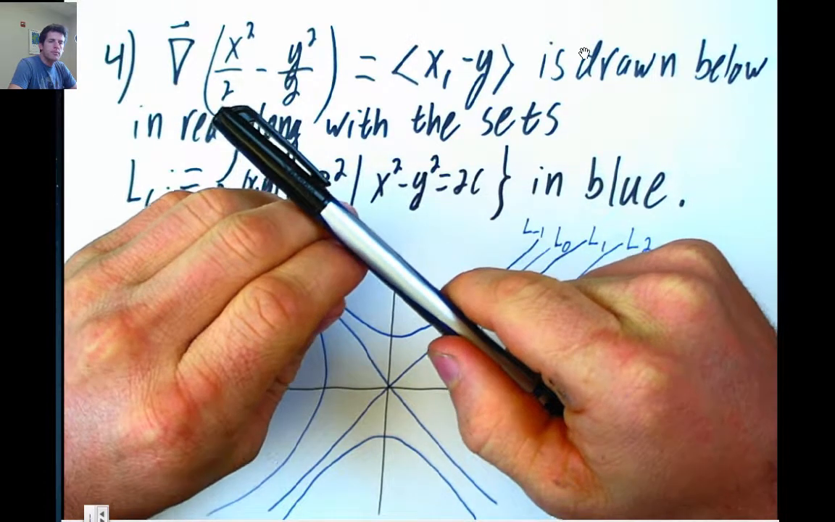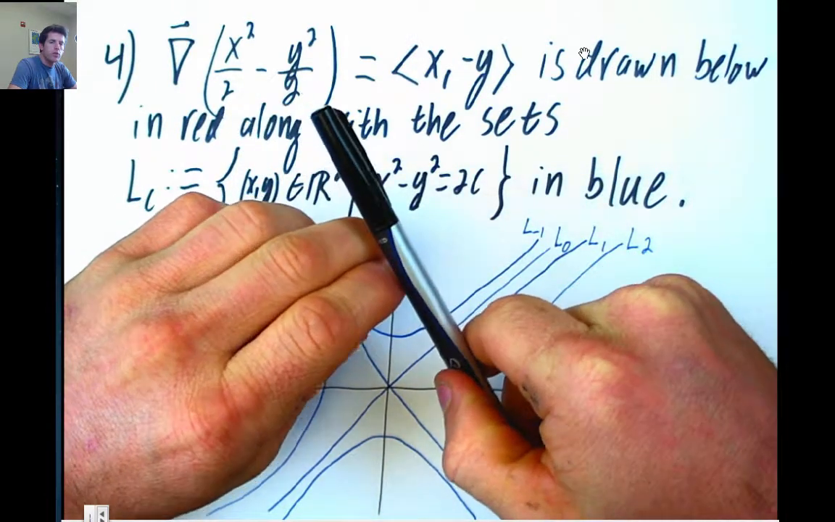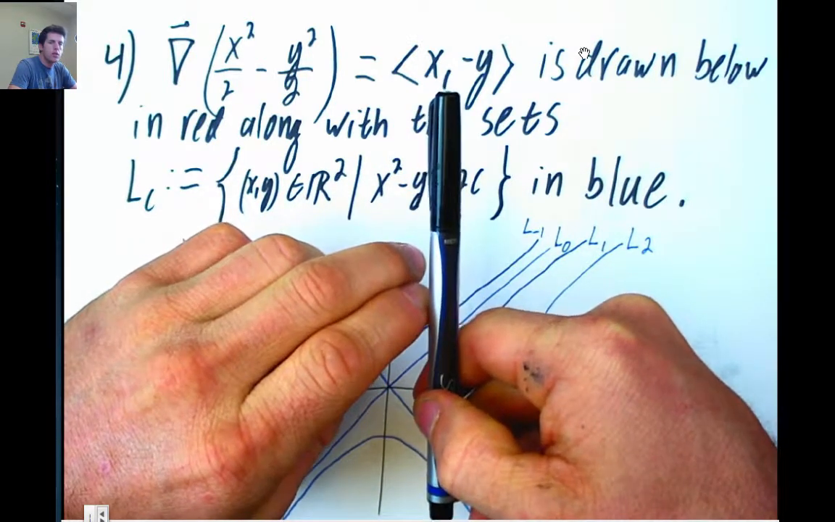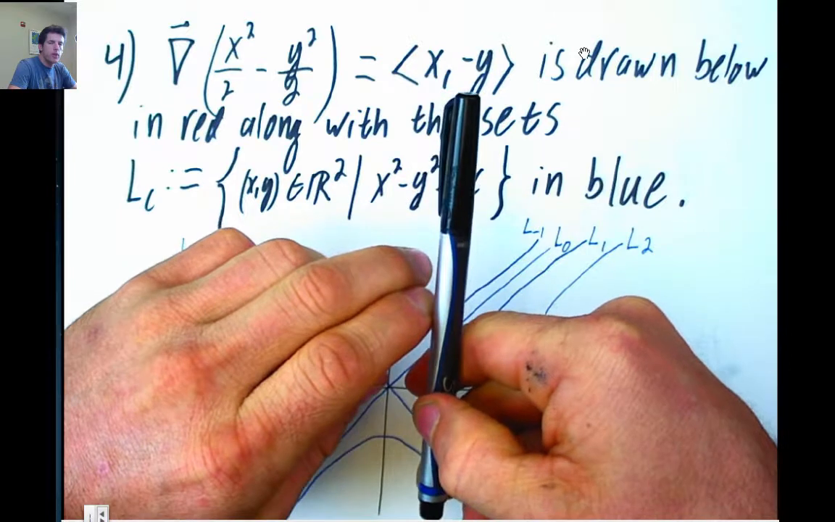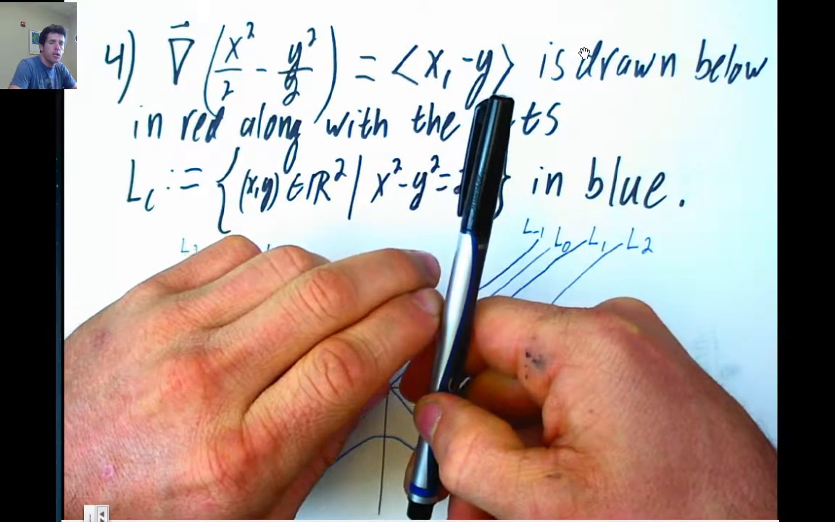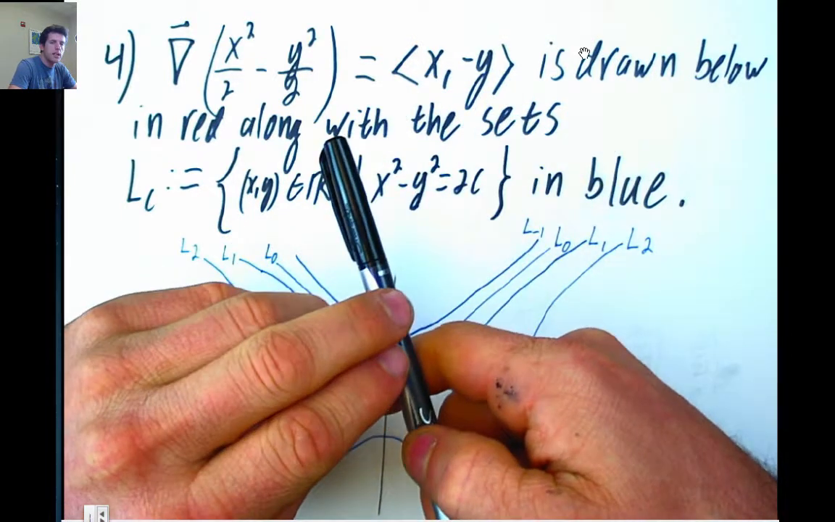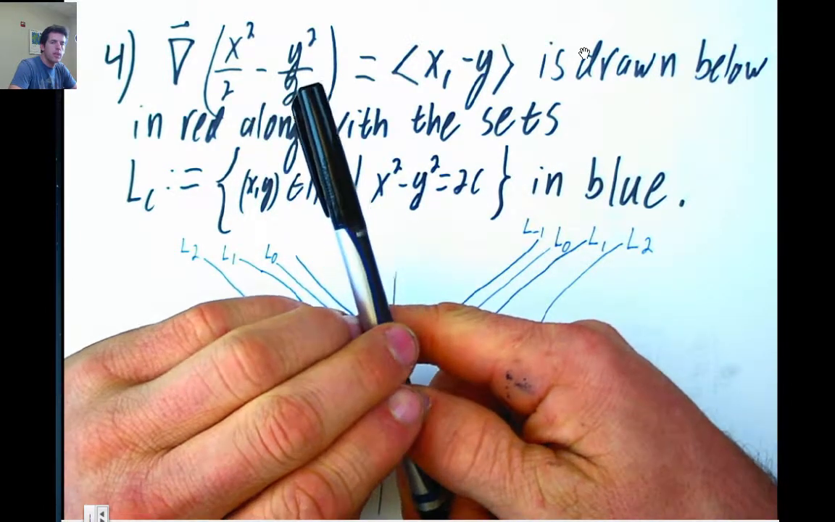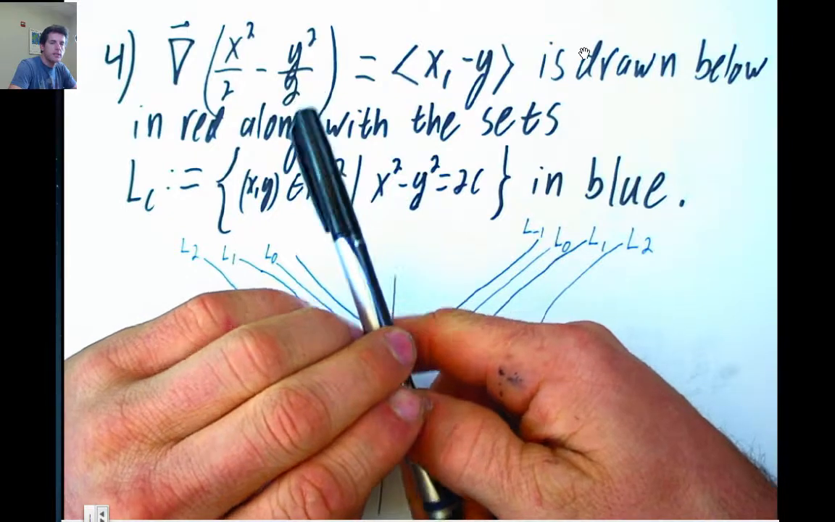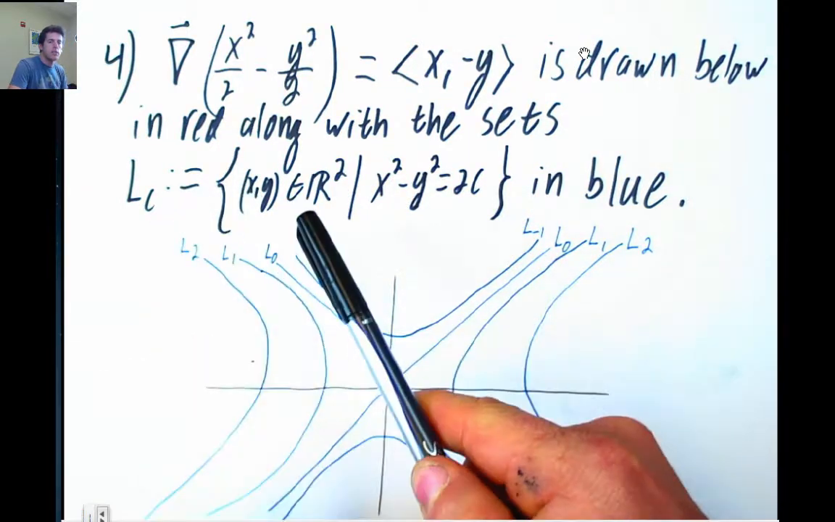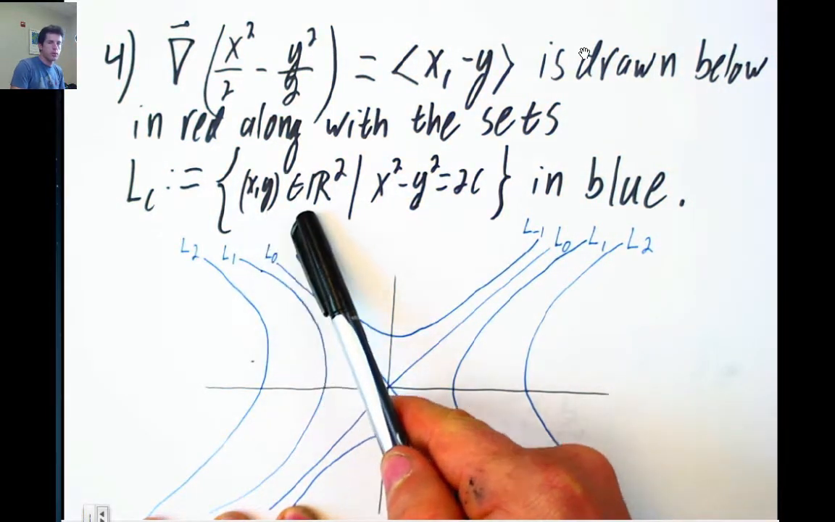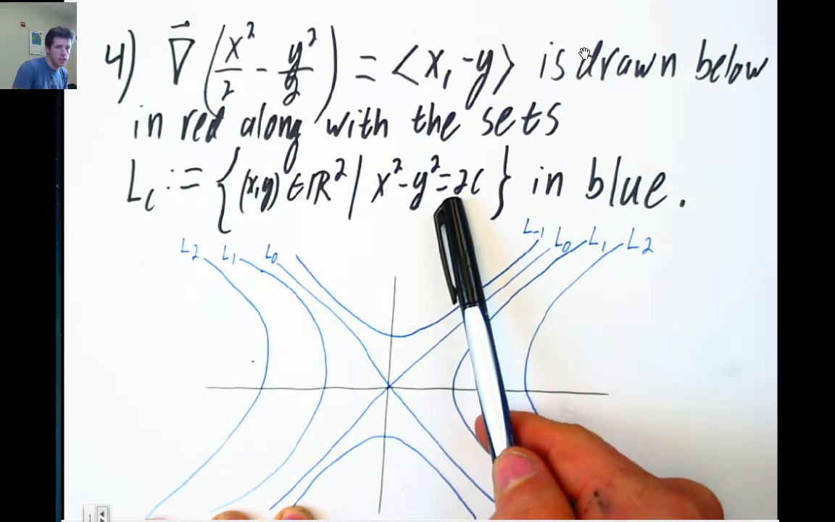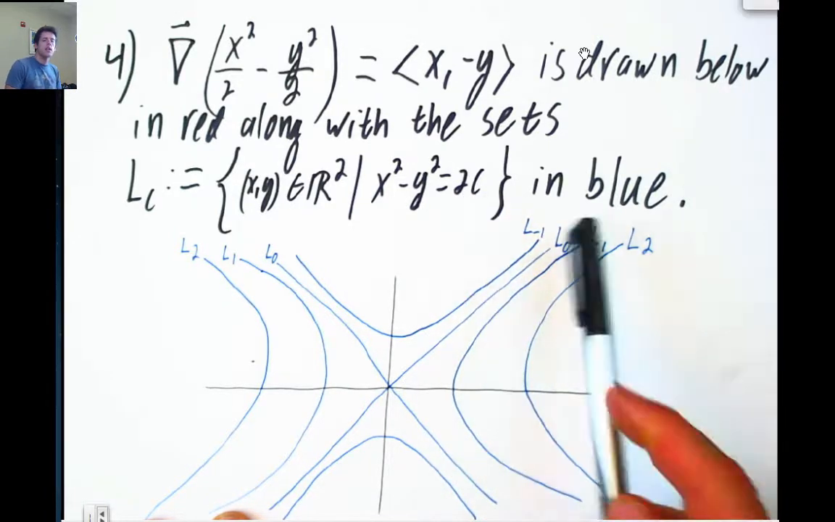The gradient of x squared over 2 minus y squared over 2 is this vector valued function: x in the first component, negative y in the second component. I'm going to draw that below in red, along with the level sets of this function. The level sets, which I'll name LC, are the sets of ordered pairs of numbers (x, y) such that x squared minus y squared is equal to 2c. I've just moved the 2 to the other side.